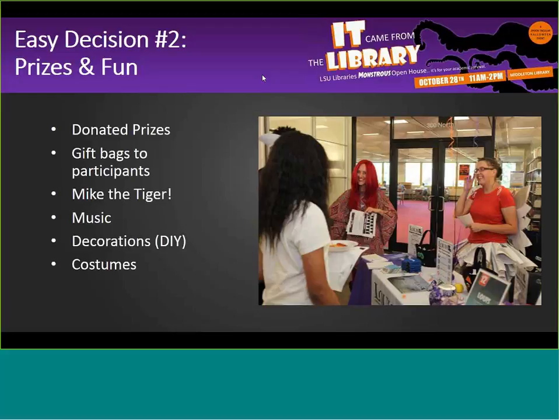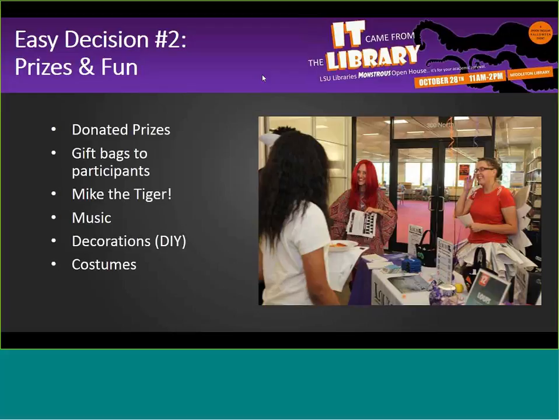Something else we decided early on after our first event was that we had to get Mike the Tiger to come to our open house. This was very important to us. We really felt like, based on his popularity on campus, having Mike the Tiger come through the library and participate in our open house in a costume, because we did the Halloween theme and encouraged costumes, would add another level of fun, word of mouth, and buzz on campus that something's going on in the library.